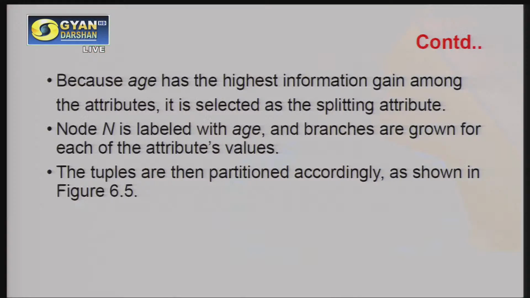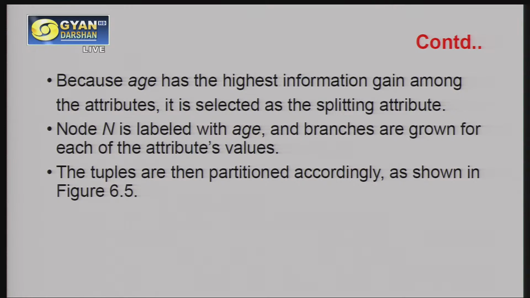And further, we will compute all the remaining values, and this process is going to be repeated again and again until we compute the values for all the remaining attributes. Because age has the highest information gain among all the attributes, it is selected as the splitting attribute. Node N is labeled with age, and branches are grown for each of the attribute's values. So we know that there are 3 categories.